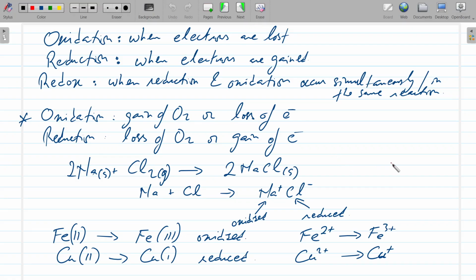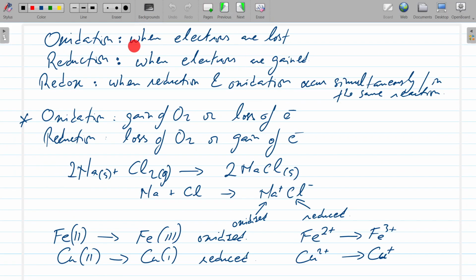Then we talked about oxidation and reduction. Oxidation is when electrons are lost, and reduction is when electrons are gained. To add on to that, what we talked about in the earlier classes is that oxidation is the gain of oxygen, and reduction is the loss of oxygen.